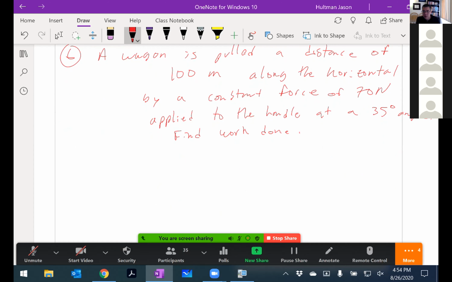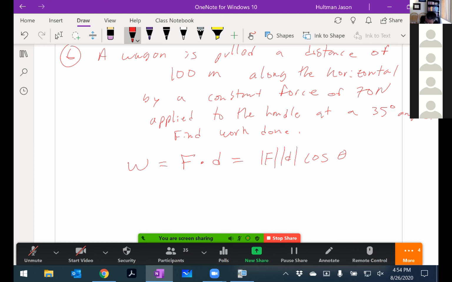Okay, so work is force over distance, right? That's the work. And so we actually have a formula for this. The work is actually the force dotted with the distance. So this is going to be equal to the magnitude of the force times the magnitude of the distance times the cosine of the angle between them.